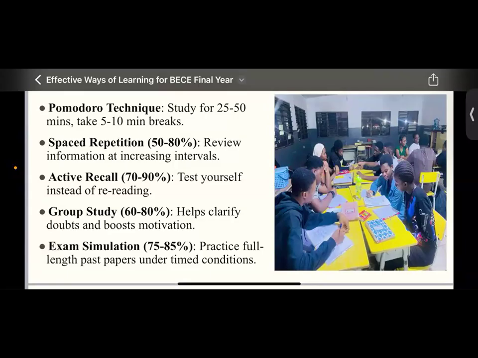Then group study will give you a 60 to 80% retention rate. It helps clarify doubts and boosts motivation. It is very, very important to learn amongst your co-equals. There are times a teacher might teach you with elaborate or far-fetched words, so you might not understand better. Sometimes your friends or colleagues can better explain to you because they are going to use similar words you are used to. Sometimes they can even use your own Gen Z words to explain, and it can give you a better understanding than a teacher doing so.